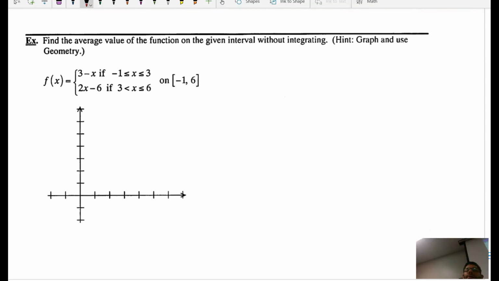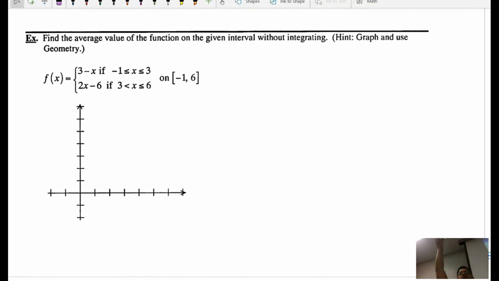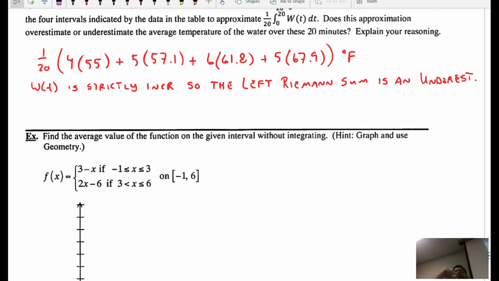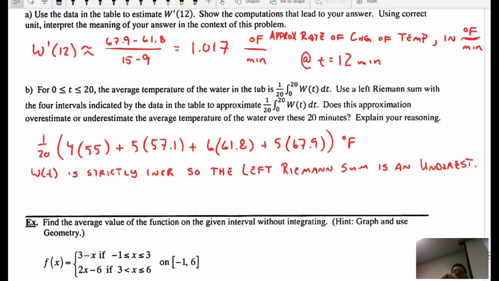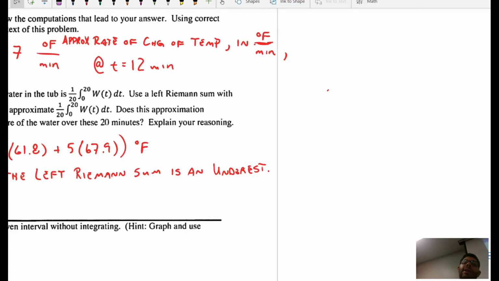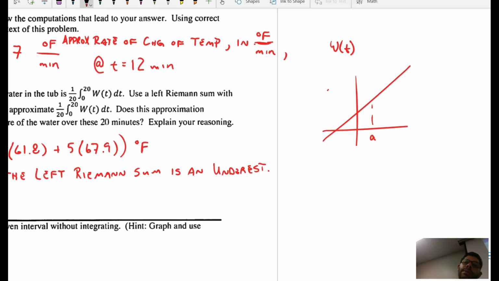What about the last one? Go ahead, Tommy. Since they tell us that W of t is a strictly increasing function, and we're doing a left Riemann sum, the left Riemann sum is going to be an underestimate of what the exact area is.